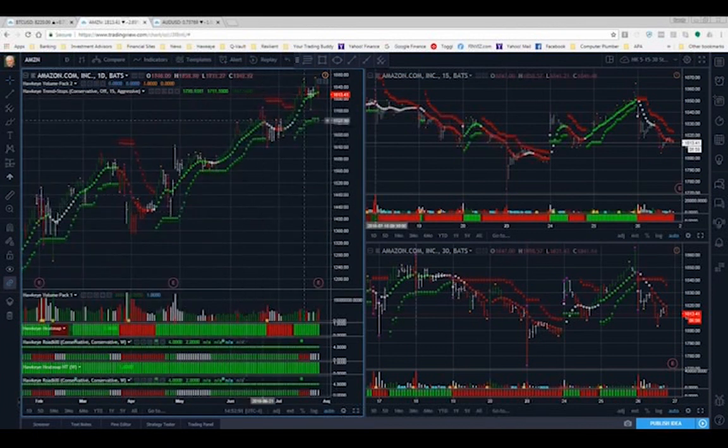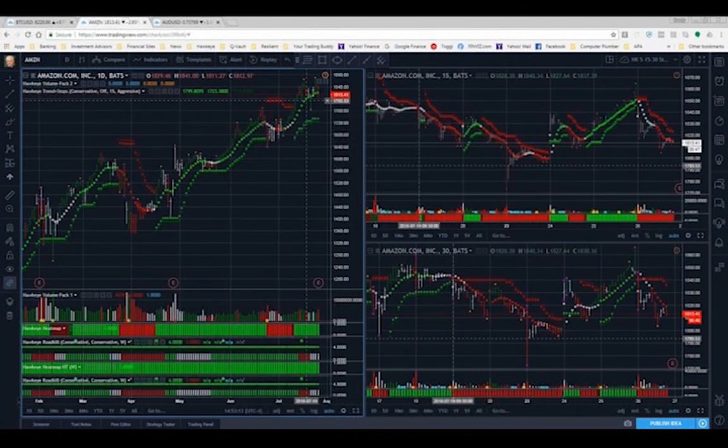All right, so Amazon's topping. See that? Price is starting to roll over. You're still in an upward trend, but it's starting to top. And you're still seeing very strong bullishness up into the $1,800 range.